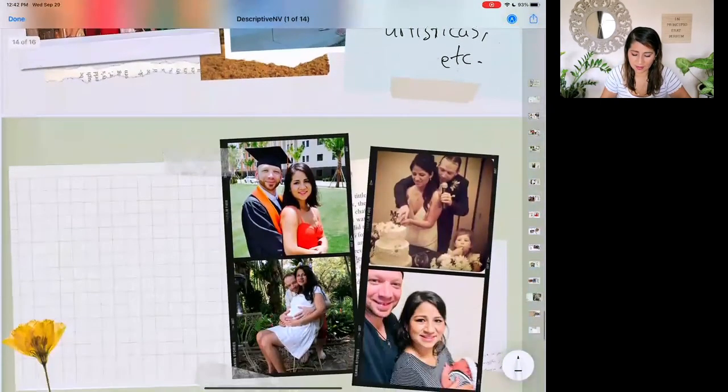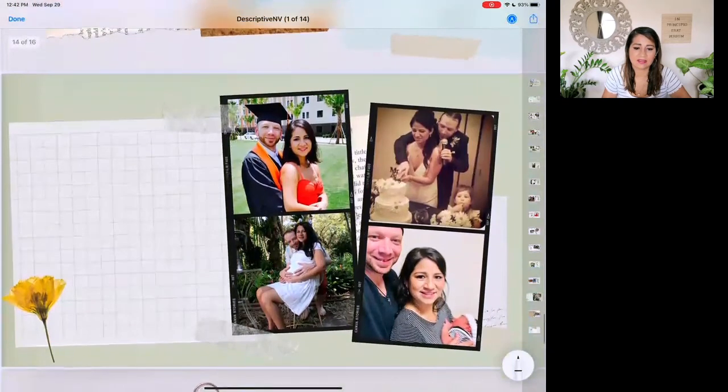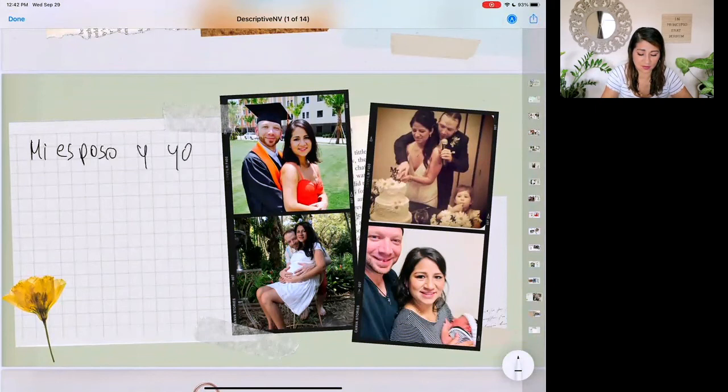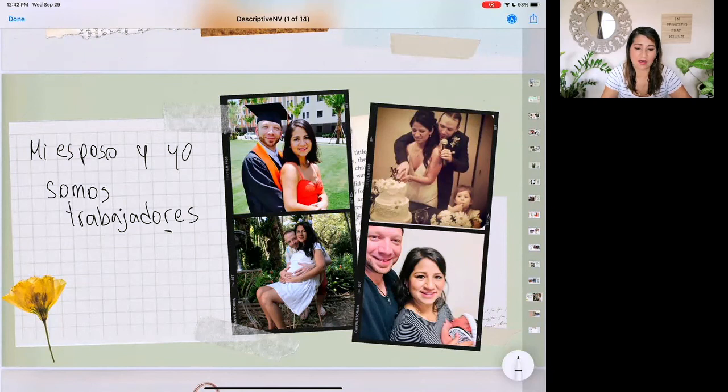Okay. Ok, en esta foto estamos mi esposo y yo. ¿Cómo somos nosotros? Mi esposo y yo, nosotros somos trabajadores. So the word for hardworking is trabajador. It ends with an R, and I want to make it plural because it's describing both of us. So I have to add ES, as I explained earlier. So nosotros somos trabajadores. Mi esposo y yo somos trabajadores.